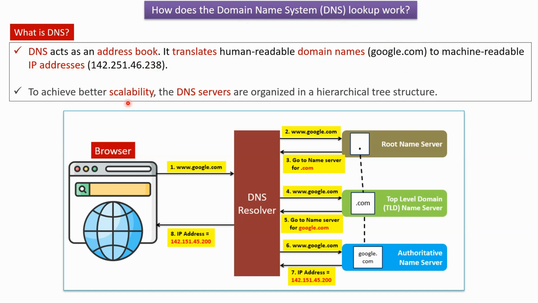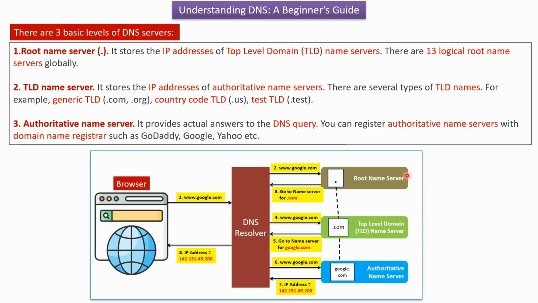To achieve better scalability, DNS servers are organized in a hierarchical tree structure. Here you can see there are three basic levels of DNS servers. The first one is root name server. The second one is top level domain name server, which is also called TLD name server. And the third one is authoritative name server.